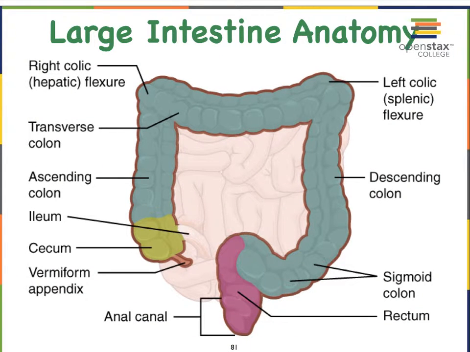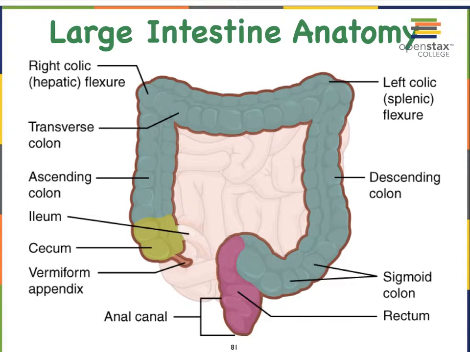Let's take a look at the gross anatomy of the large intestine, where the ileum, of course, the distal portion of our small intestine, meets up with the large intestine, the start of the large intestine. We have kind of a sac-like structure, which we call the cecum. It's at this junction right here between the ileum and the cecum where we find the ileocecal valve.